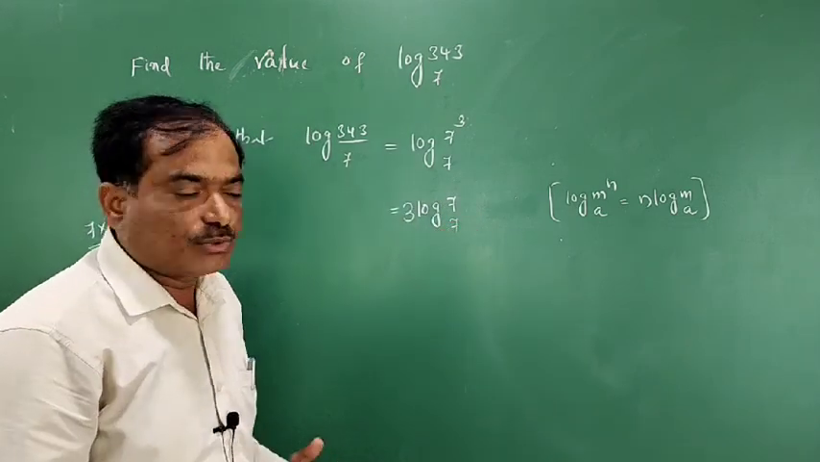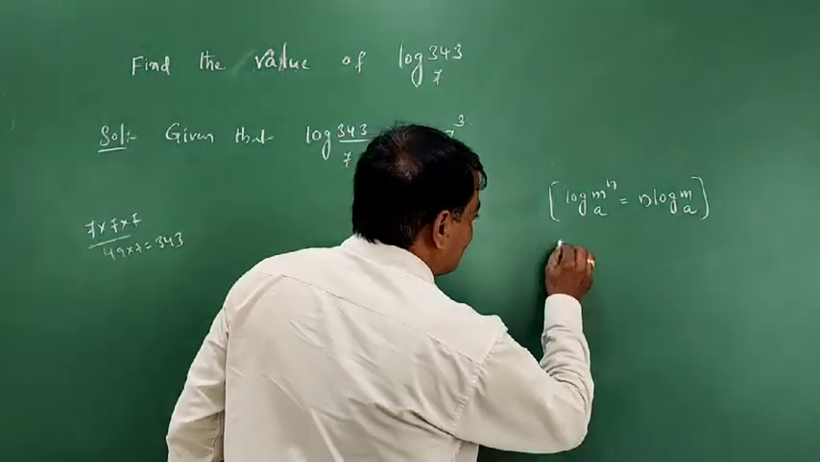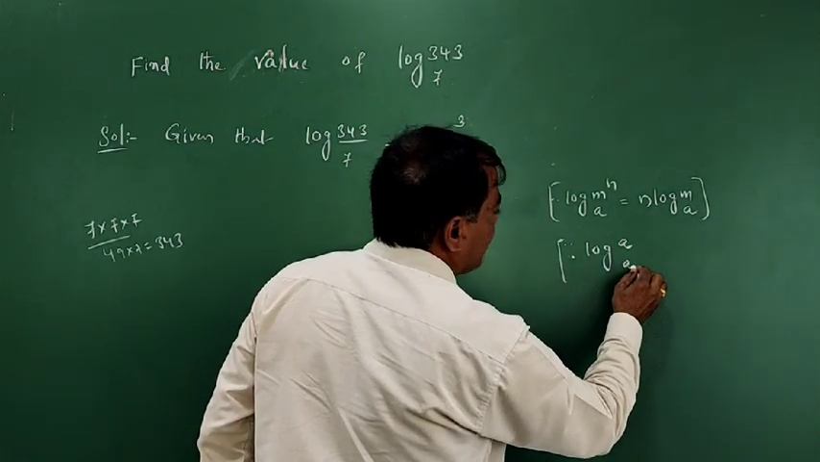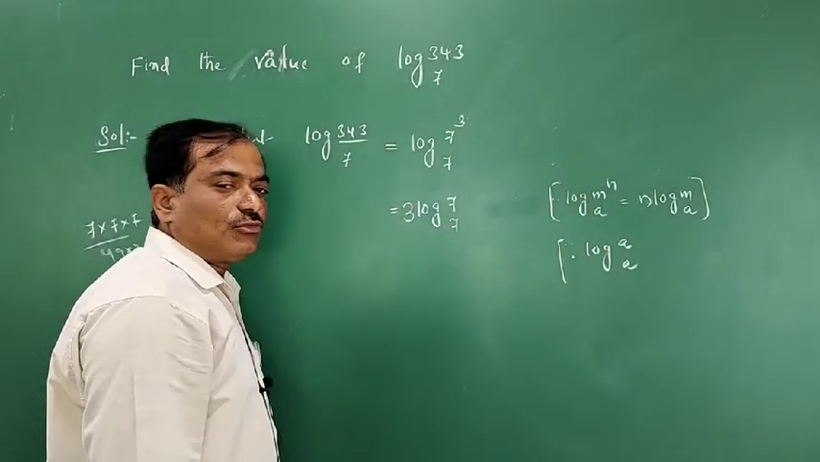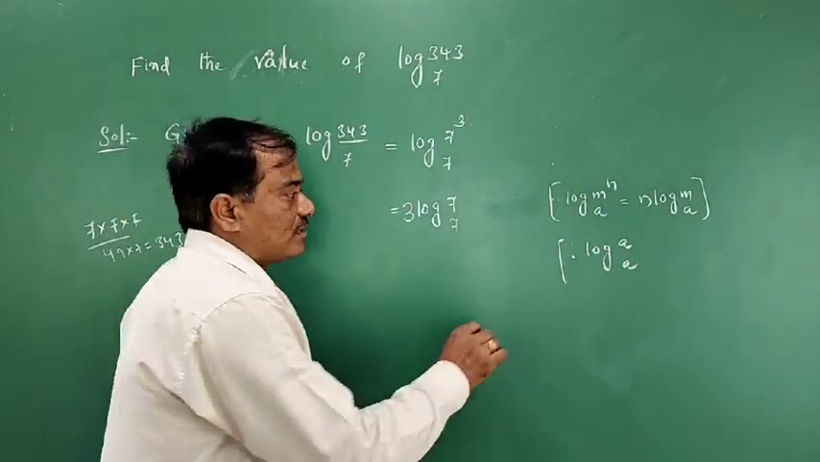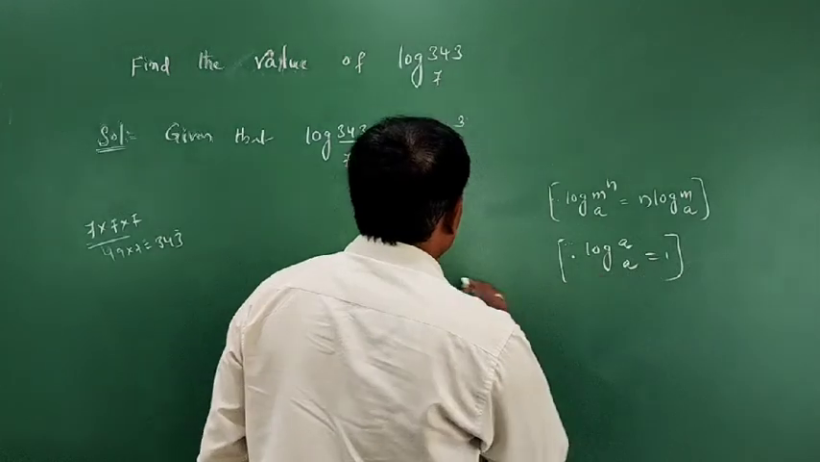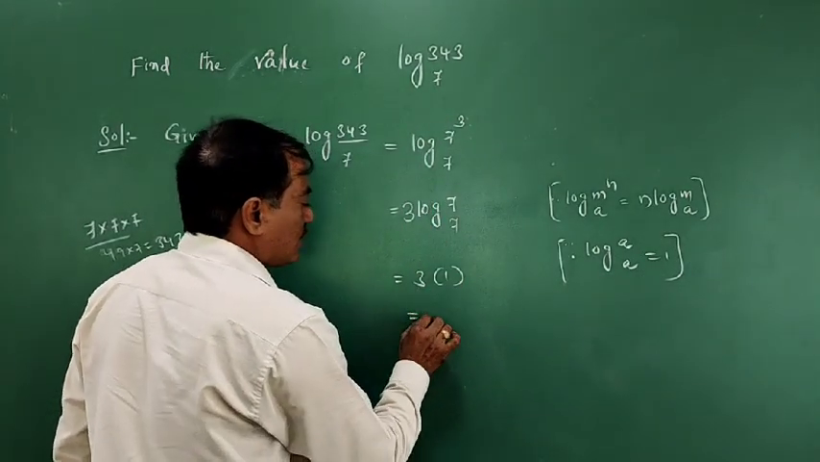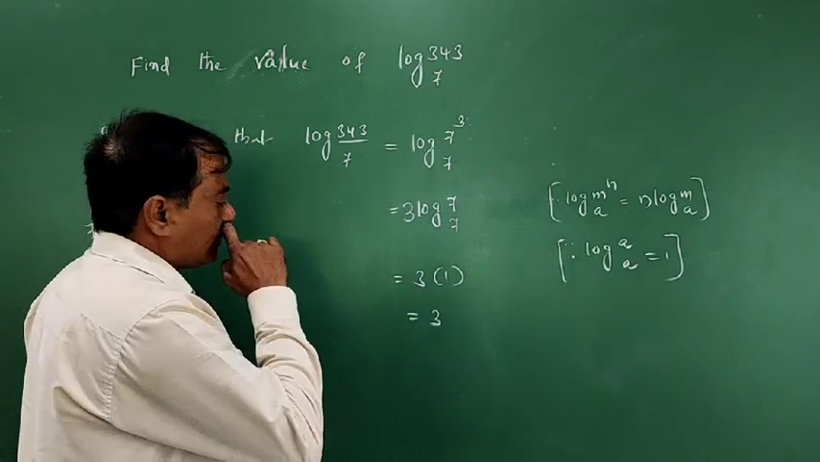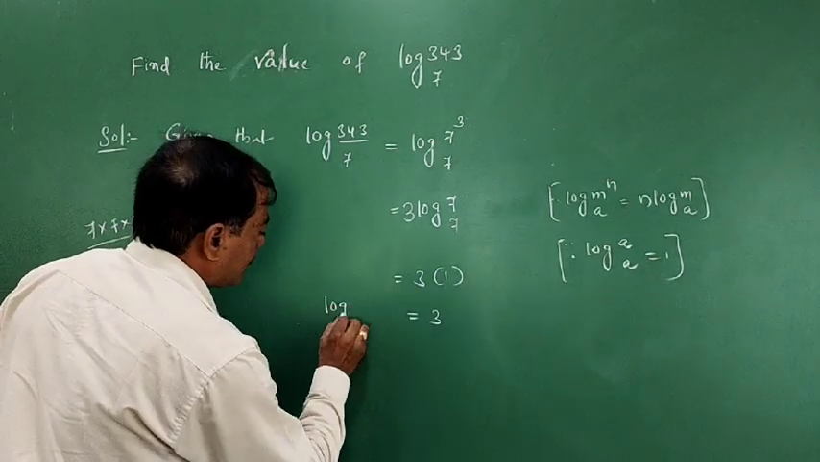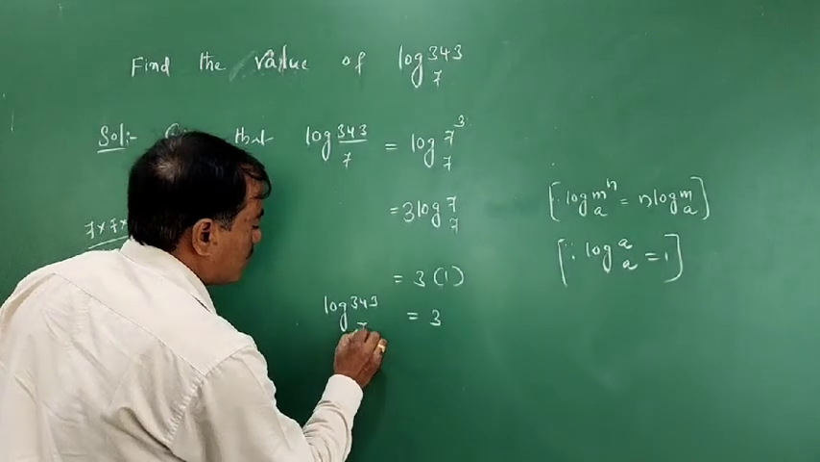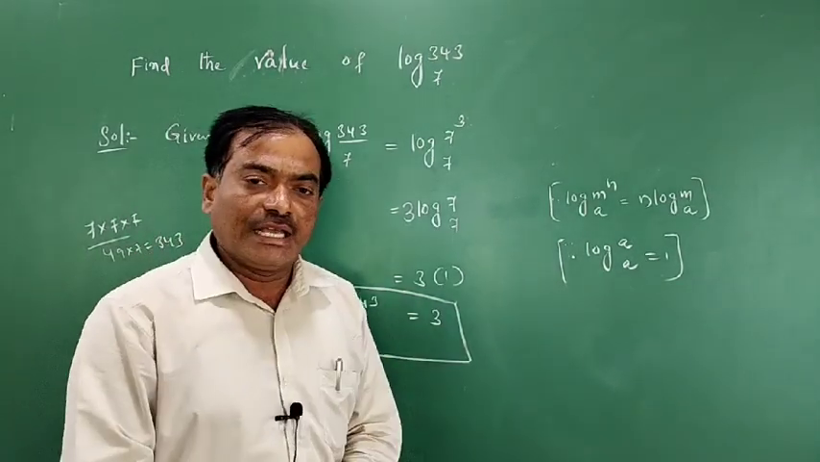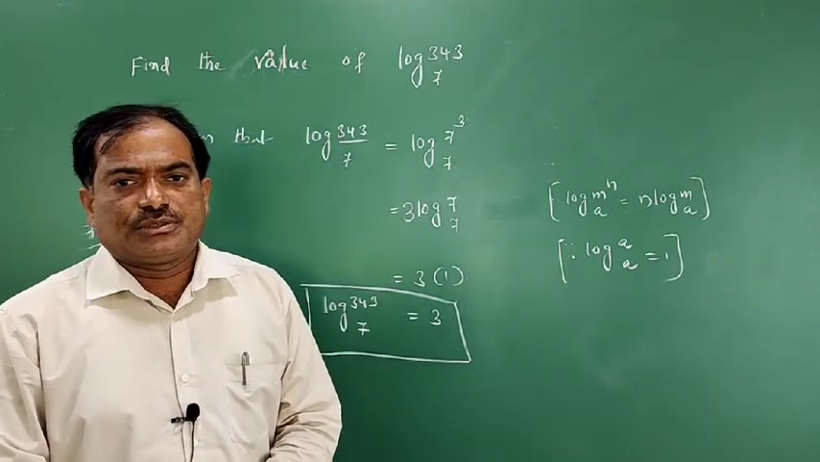We know another property: log a to the base a, that is, any logarithm to the same base, has the value 1. By this property, log 7 to the base 7 becomes 1. So finally log 343 to the base 7 is equal to 3. This is the process of finding the values of logarithms.